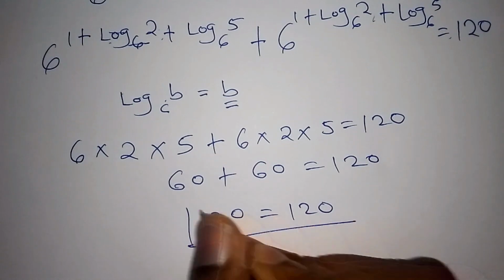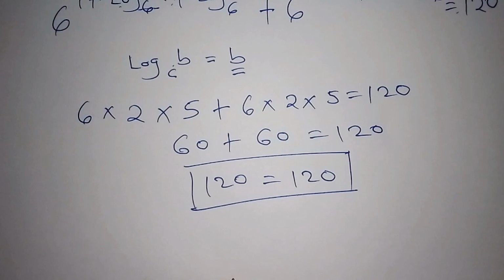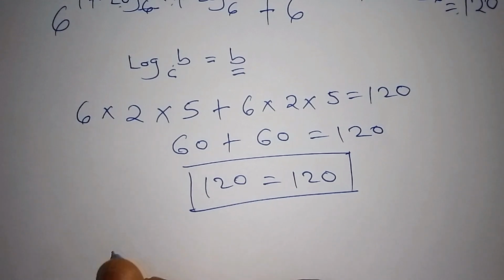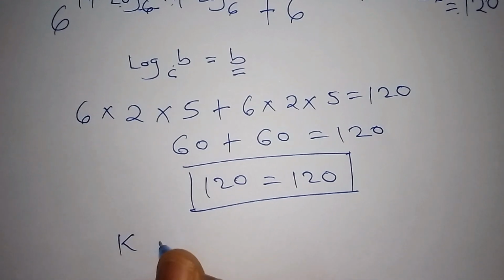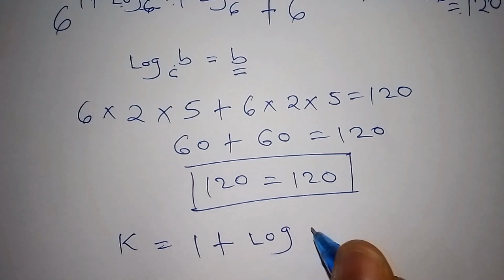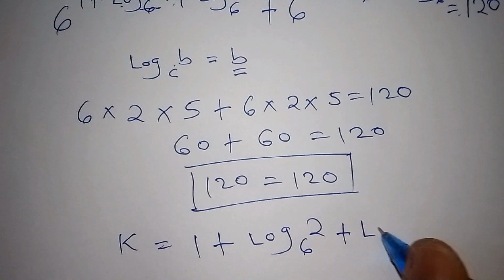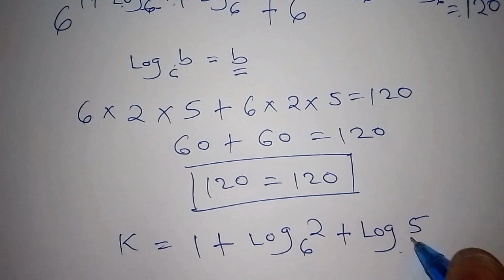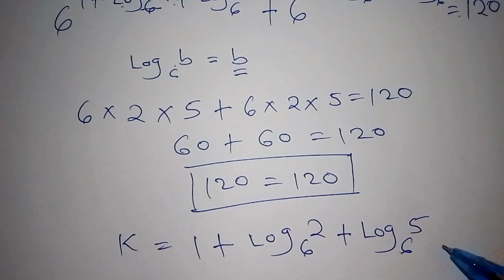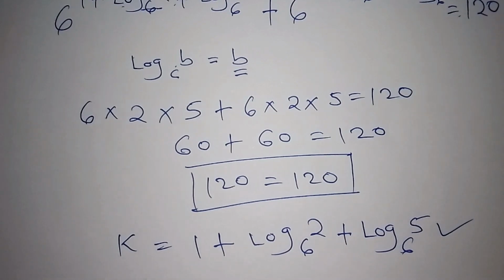So meaning that the answer that we got was right when we finally said that k is equal to 1 plus the log of 2 to base 6, then plus the log of 5 to base 6. So if you really found this one when you're working it out, thumbs up, you know how to work it out. So if you didn't find it out, I now know you know how to do it.